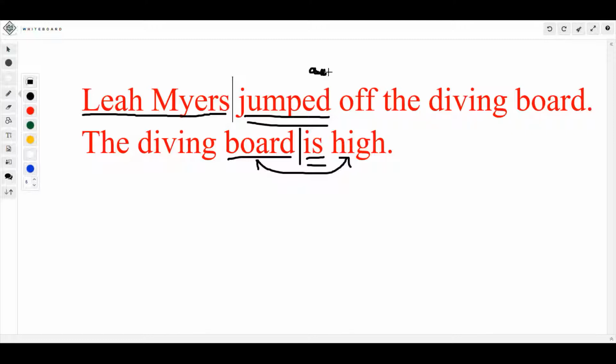I can't draw very good, but it has all these little circle things that are linked together. Well, that's what a linking verb does. It links together. It tells what something is or was, okay? That's why it's called a linking verb.